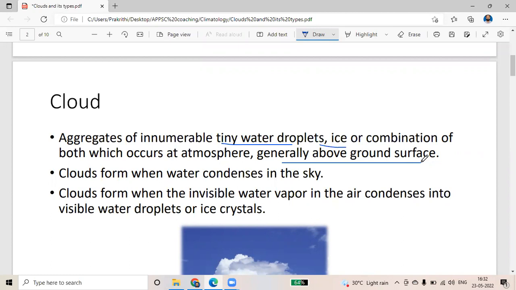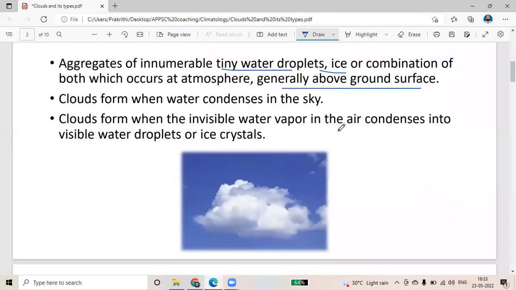So how does it form? It is formed due to the condensation process. We discussed what condensation is when we talked about precipitation. Clouds form when the invisible water vapor in the air condenses into visible water droplets or ice. The water vapor was in gaseous form, and we know that gas is difficult to see, it is invisible. But when it is converted to water droplets, liquid form, or solid form, we can see it. Even though sometimes it is transparent, we can still see those water droplets. Then we can say it is a cloud.